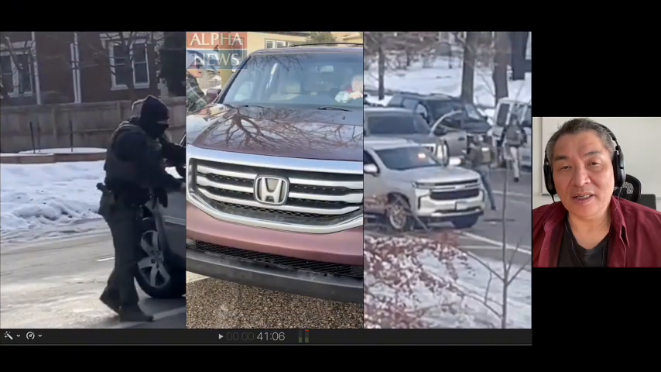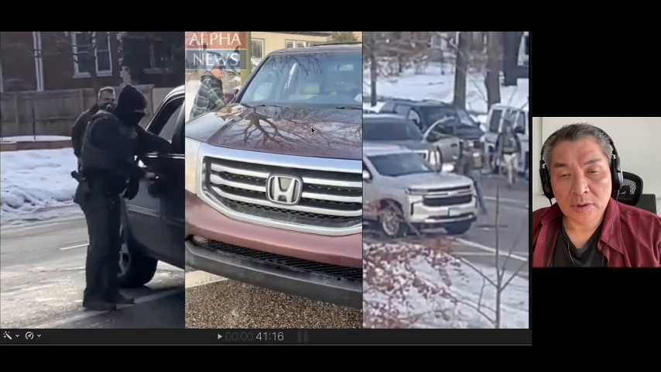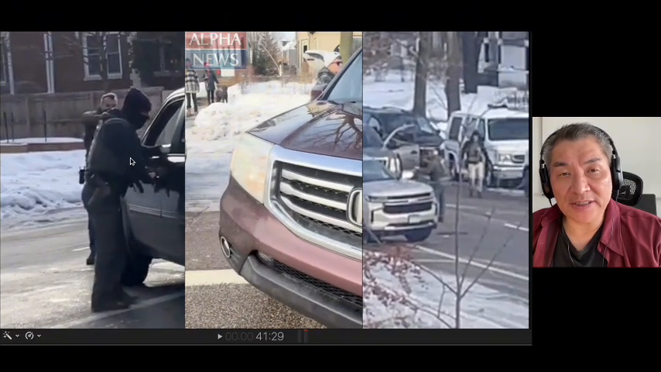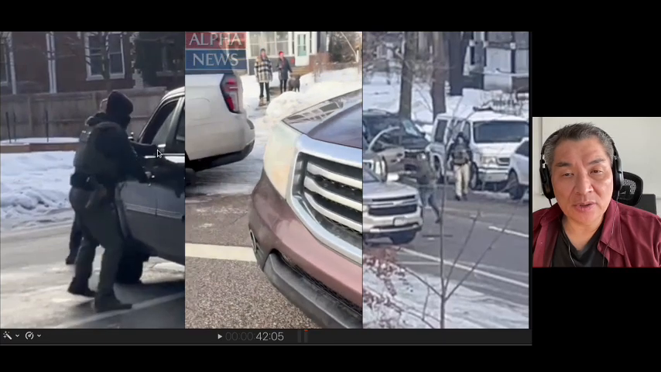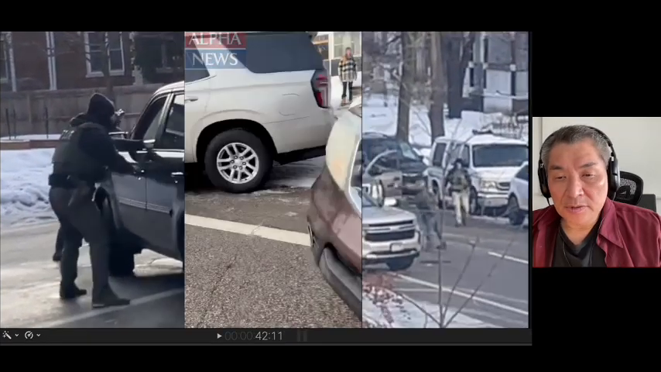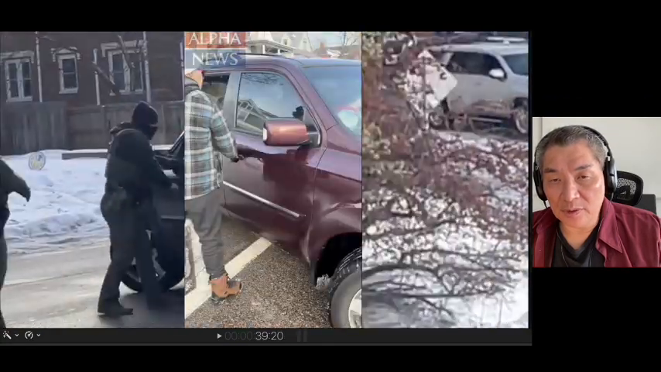No! Right there. And you hear it, "Get out of the car." So as we go forward, we're going to see Jonathan Ross draw and point the gun directly at her. But we know that he's already seen her turn the wheel to the right. So now let's go back and see what we can learn from the wide angle video on the right.